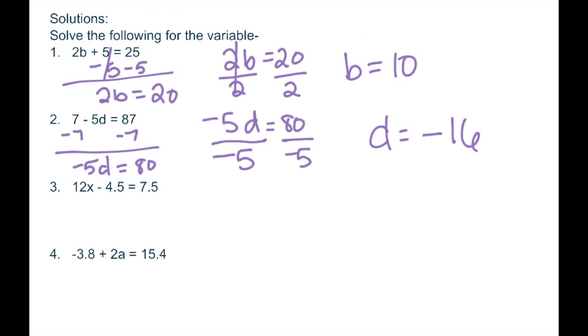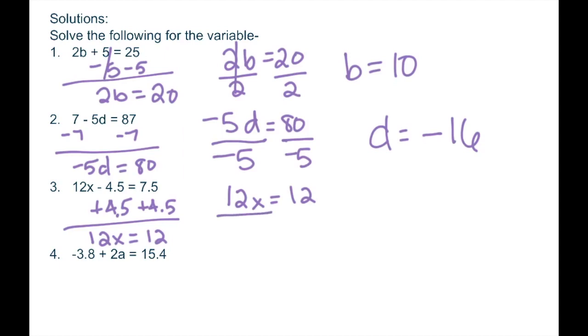Right? Our next one, we have 12x minus 4 5/10 is equal to 7 5/10. So I'm going to start by adding my 4 5/10 to both sides because it does not have a variable. When I do that, I'm left with 12x is equal to 12. Right? So 12 times x, I want to divide by 12. And I'm left with x equals 1.